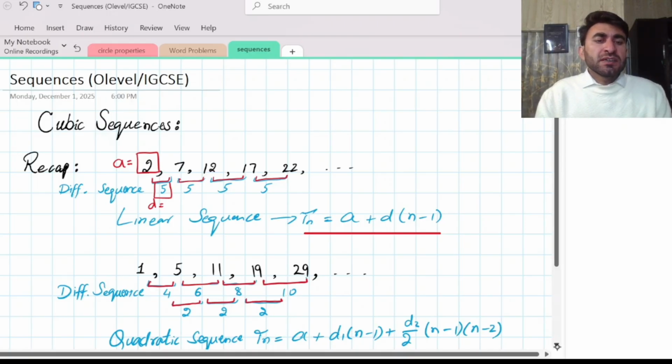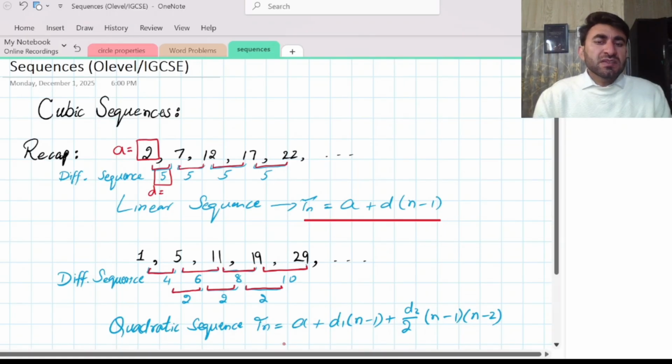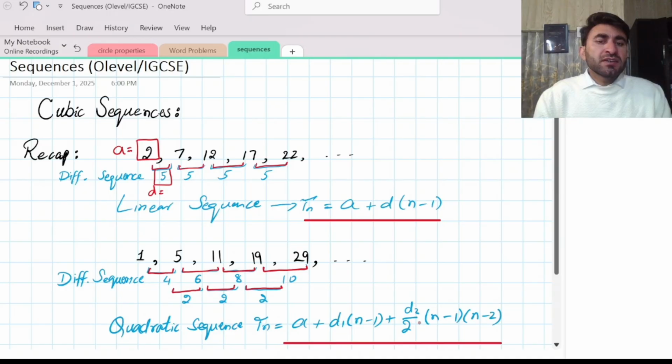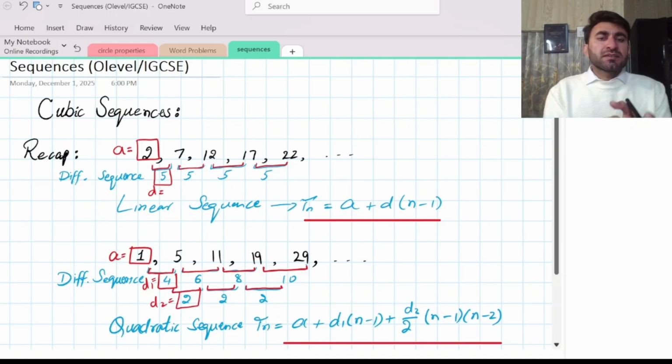In case we have a quadratic sequence, we use the formula for its nth term, which is a plus d1 times n minus 1 plus d2 divided by 2 times n minus 1 into n minus 2. This is the first formula we used, and there is another formula we have discussed in another video. Here a is the first term of the sequence, d1 is the first term of the first difference, and d2 is the first term of the second difference. So we can just replace these values, and then there is a simplification which is required with algebraic techniques.